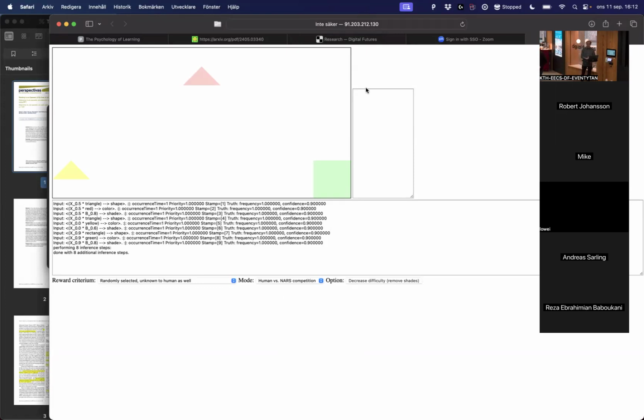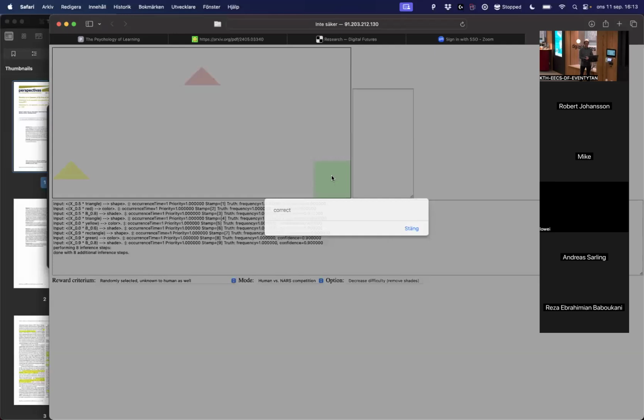So here, for instance, you see different shapes. And the user in this case can either select the shape to the left or the shape to the right. But you don't yet know which one is the right shape. So you pick one and you get feedback. And it says, in this case, correct. But why was this the correct shape?